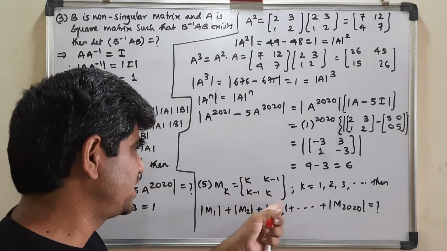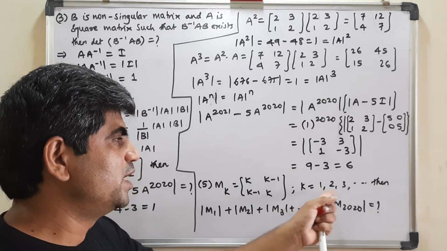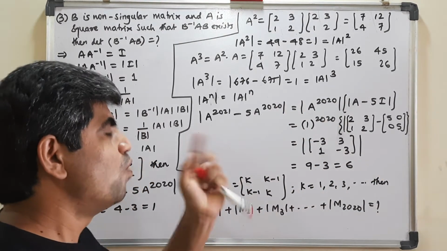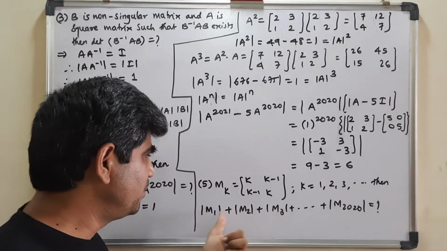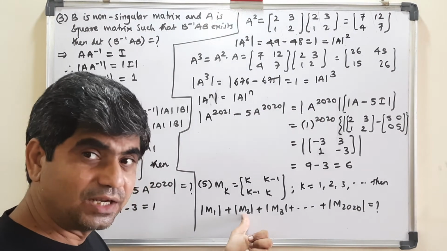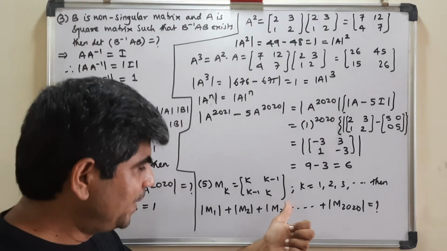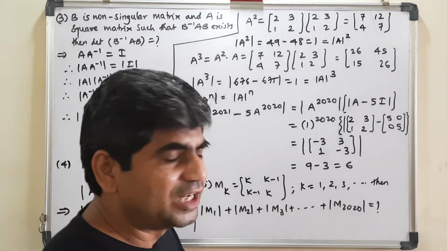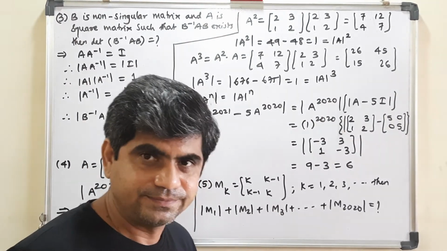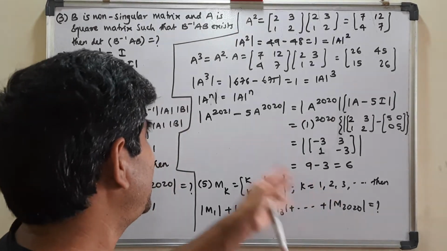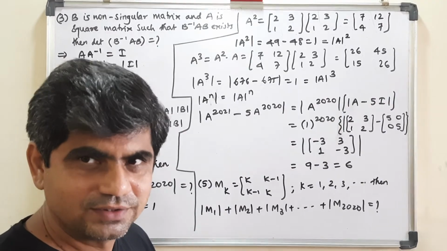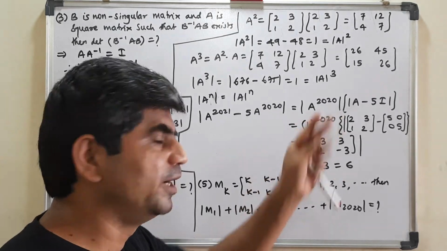k, k minus 1, k minus 1, k, where k takes the value 1, 2, 3, 4 and so on. What would be the determinant value of M1 plus determinant value of M2 plus determinant value of M3 up to determinant value of M2020? You might have seen I am taking this year which is going on, that is 2020, so I am writing 2020 everywhere.